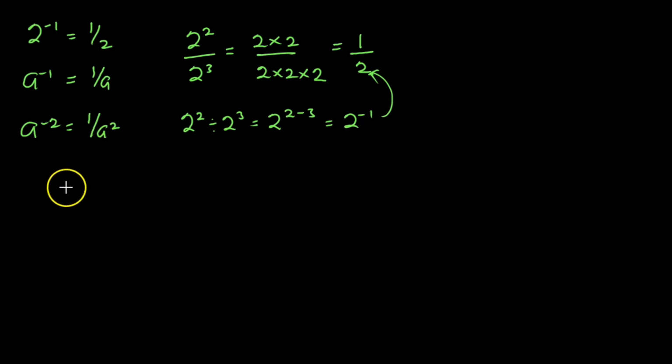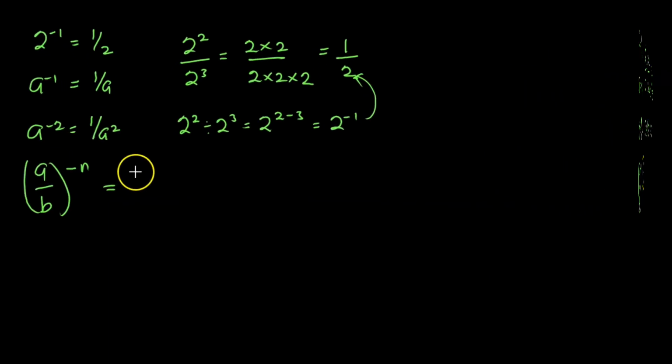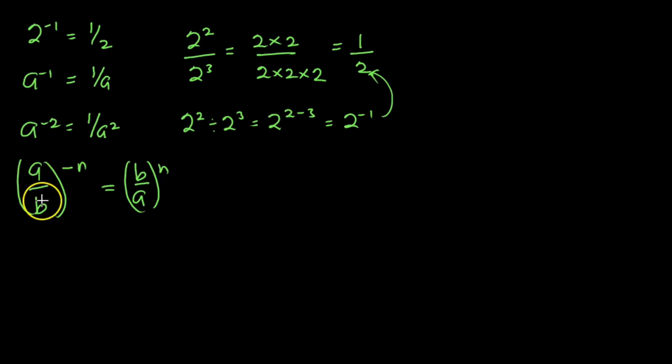Then we have the negative exponent of a rational function. What do I mean by negative exponent of a rational function? Now, if I have, let's say, a on b raised to the power negative n, this expression can be written as b on a all to the power n. So from the negative exponent, when you find the reciprocal of the rational function in the bracket, it does away with the negative sign and it becomes b over a to the power n.